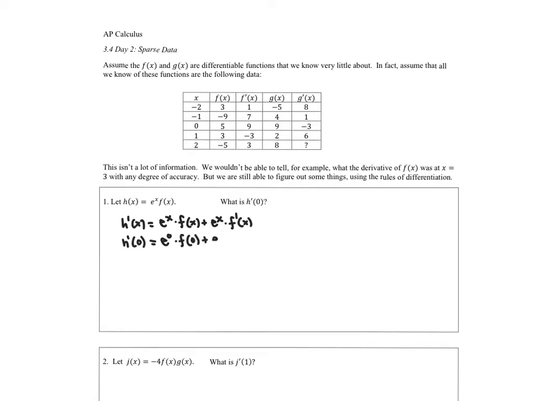And then I'm going to use the table in order to help me determine what the output would be in this situation. Okay, h prime at 0. Well, I know e to the 0 equals 1. So really all I want is f of 0 plus f prime at 0. Okay, so f of 0, we can see in the table, is 5. And f prime at 0 is 9. Therefore, h prime at 0, or the slope of the tangent line at x equals 0 for h of x, would equal 14. Okay, you can kind of see where we're going with this.